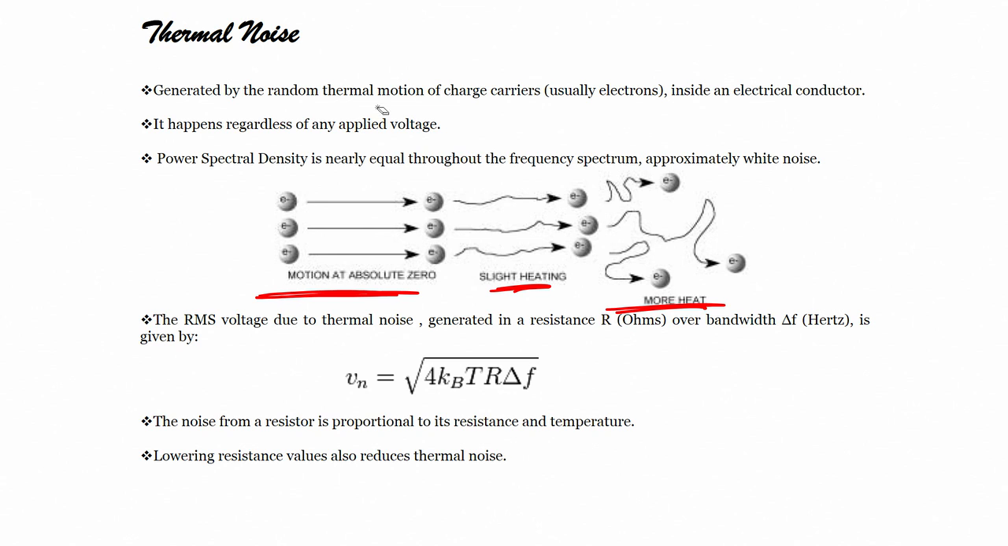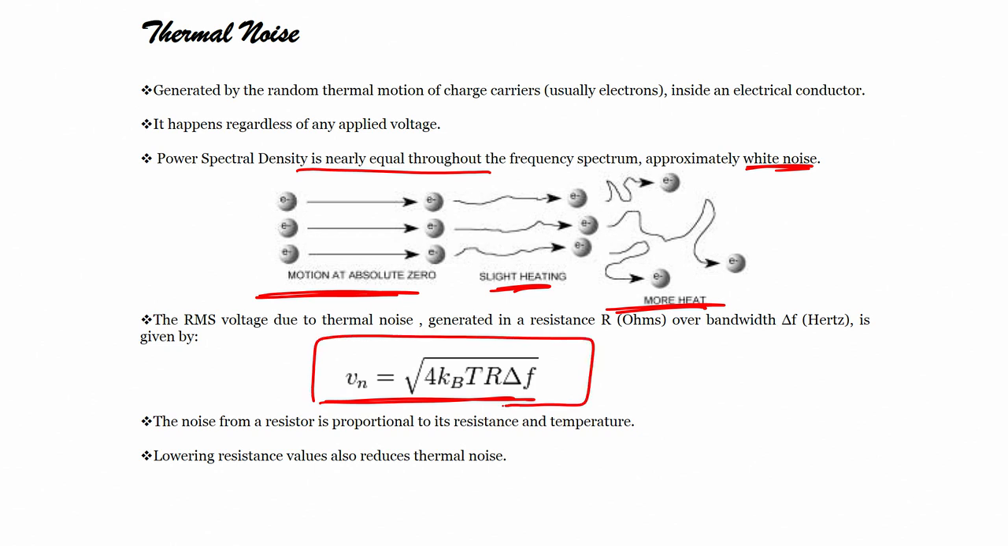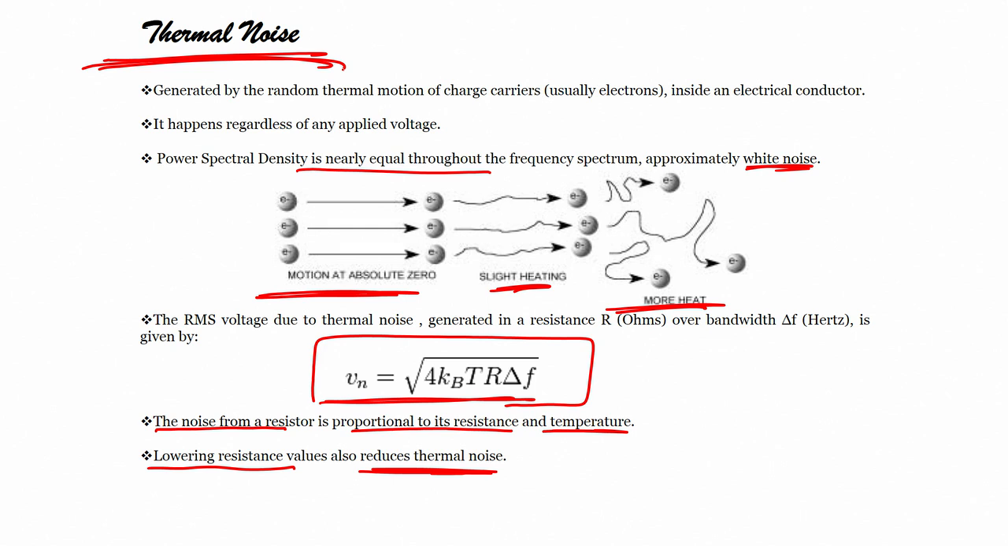Now, power density is nearly equal throughout the frequency spectrum, approximately white noise. The RMS voltage due to thermal noise generated in resistance R over a bandwidth delta f is given by this equation. You have to remember this equation. We are not deriving it, but at least you have to remember it. Noise voltage is equal to the square root of 4 kB T R delta f, where the noise from a resistor is proportional to its resistance and the temperature, and lowering the resistance value also reduces the thermal noise. So, thermal noise is noise created by the motion of the carriers.